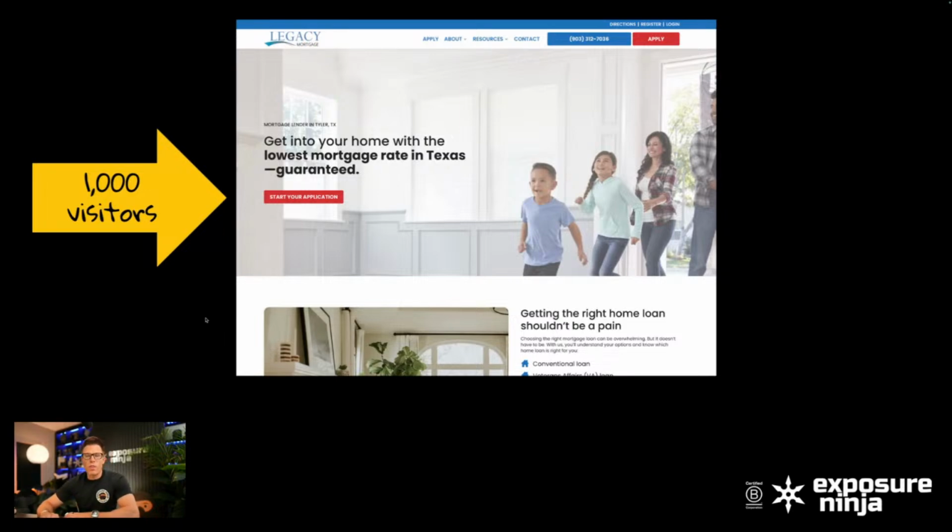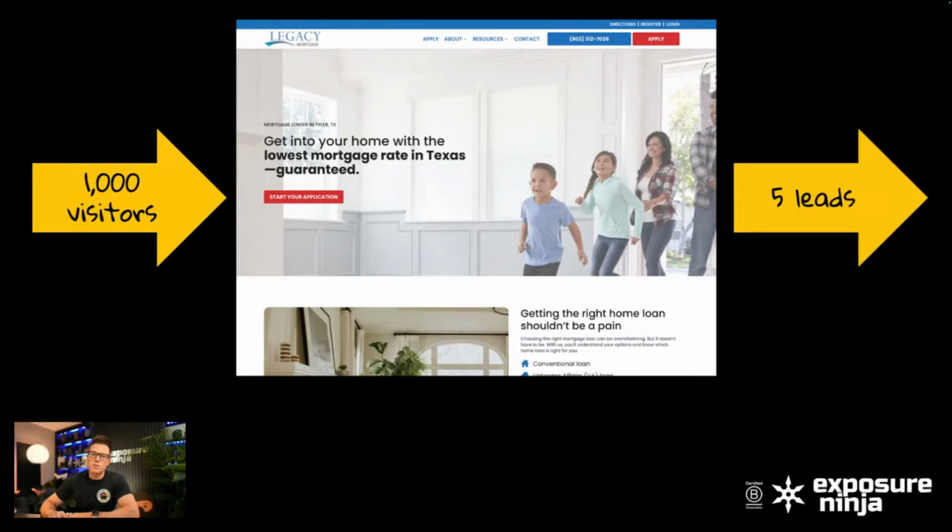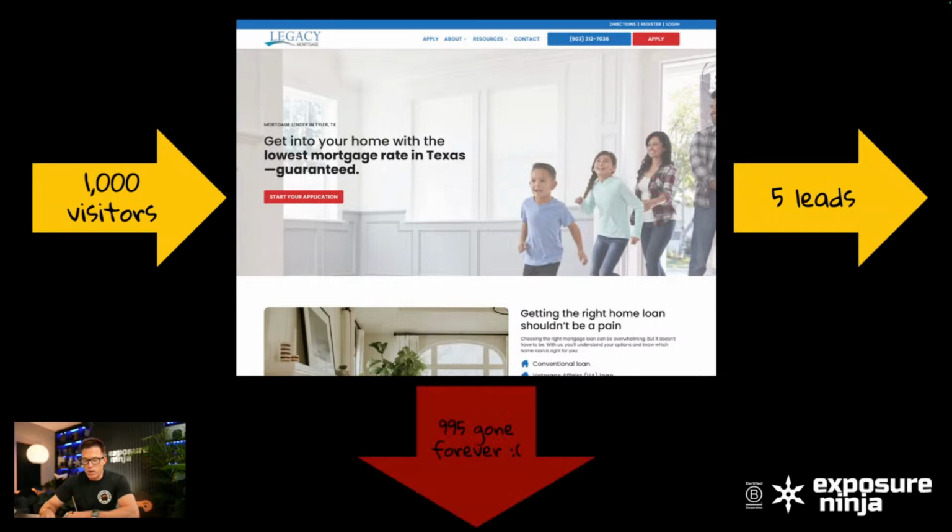Well, out of that 1,000 visitors, which by the way might be their monthly traffic, if they're very low traffic, it might be their weekly traffic, it might be their daily traffic, it might be their hourly traffic, it may even be just the real-time amount of visitors that they're getting on the site. But let's say they had a 0.5% conversion rate, then they'd be expecting to get 5 leads from that 1,000 visitors. This sounds pretty wasteful because it is.